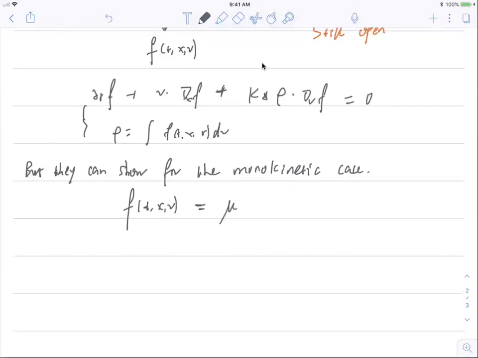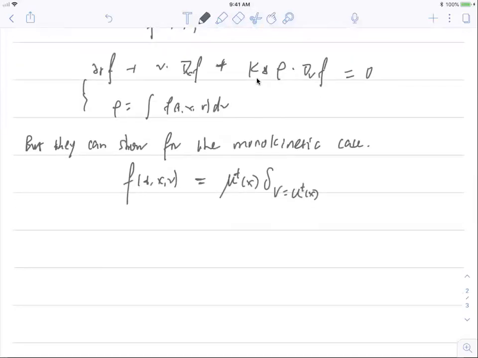So mu t is the spatial density. And given your position x, the velocity is uniquely determined. So it's called monokinetic. At position x, the particle can only have a determined direction of velocity. So the velocity variable is fixed at a certain position. So the velocity is a Dirac, which is given by u t. So u t is the velocity field.